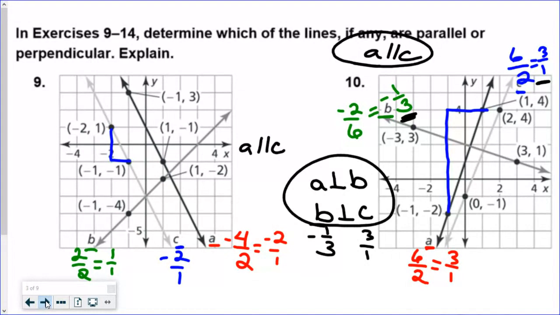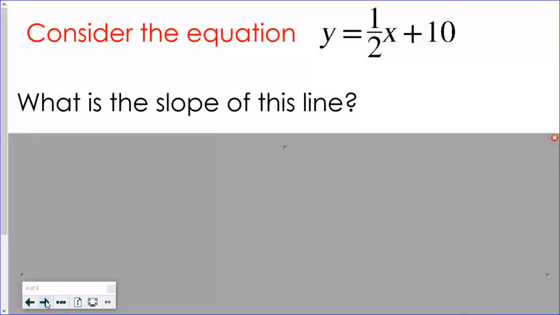Lots of stuff. Okay, so look at this equation. What is the slope of that line?